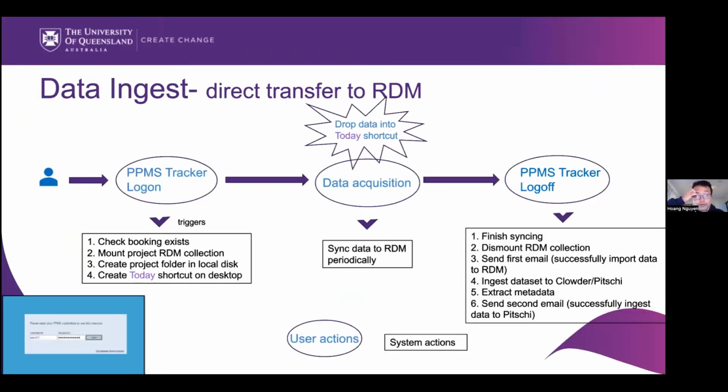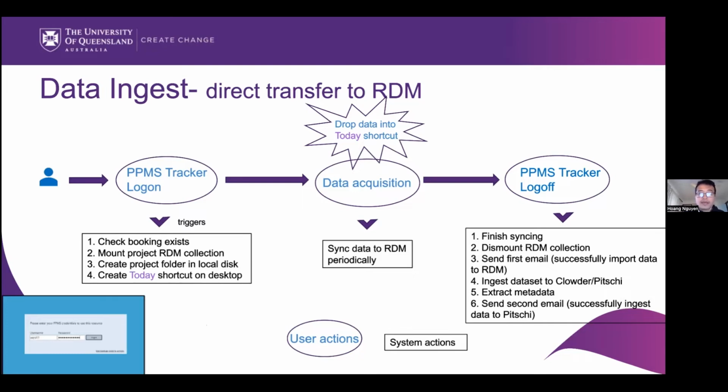Now, this sequence diagram explains how the user actions and system actions work in the direct transfer to RDM. When the user gets into the machine, they need to log in using the UQ username and password using Tracker. And then when they log in, the system will check a couple of things. First, it will check if the booking exists. If the booking exists, then it will mount the RDM collection of that project to the camera computer.